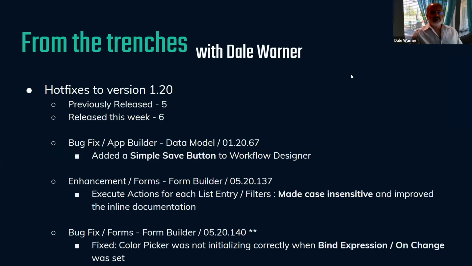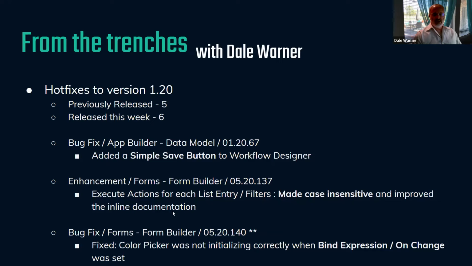So today in From the Trenches, we have a number of hotfixes to version 1.20. Some of them are at the request of the community, some of them are bugs, but they're all very good ones. We've previously released 5. This week there are 6 of them. The first one is that we added a simple save button to the workflow designer. That means that when you're designing a workflow, you can hit save and not have to either back out or test. It's just a quick save button, a very simple feature, but I've already been using it today and it's very nice.